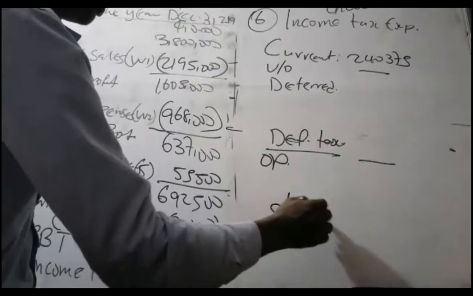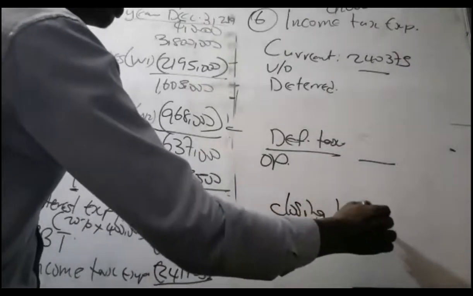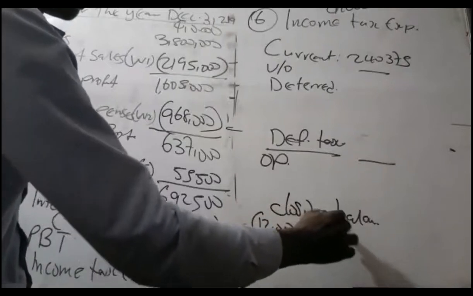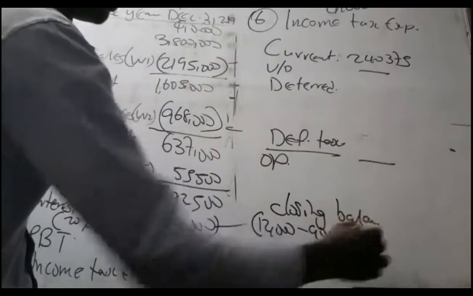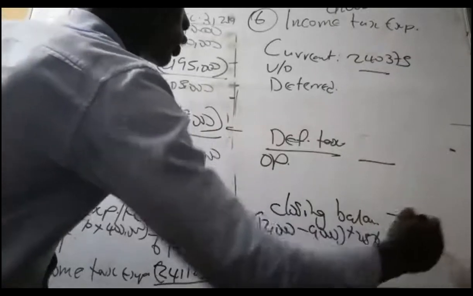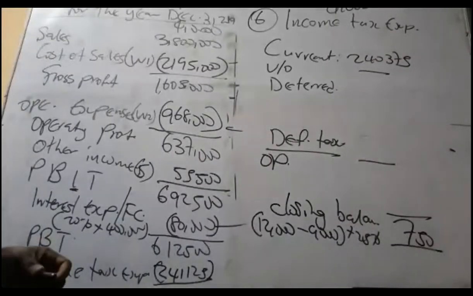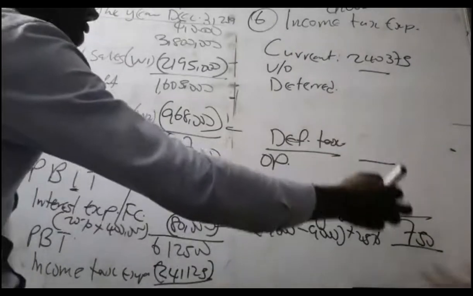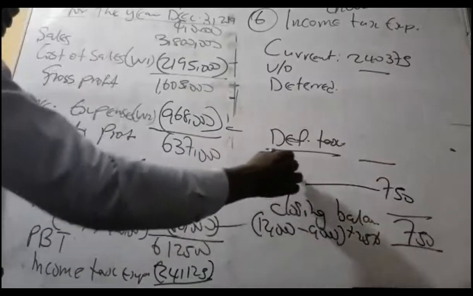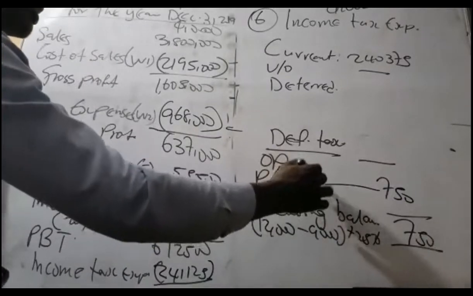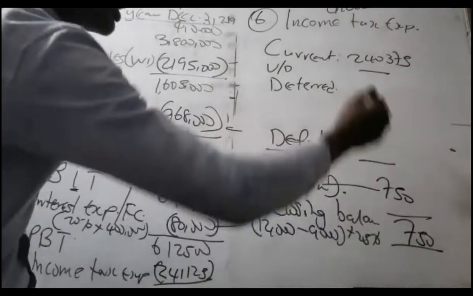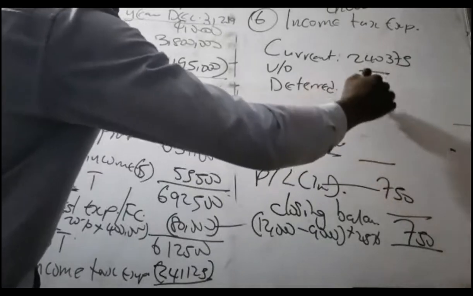So closing balance. Open a bracket here, 12,000 minus 9,000 times 25%. And now we have 750. So we balance it. We ask ourselves, what should we do to this so that we can get 750? We should add 750 here. We call it P&L, into bracket, beside income tax expense. That's where to go. So when posting this 750, come and record it here as 750.